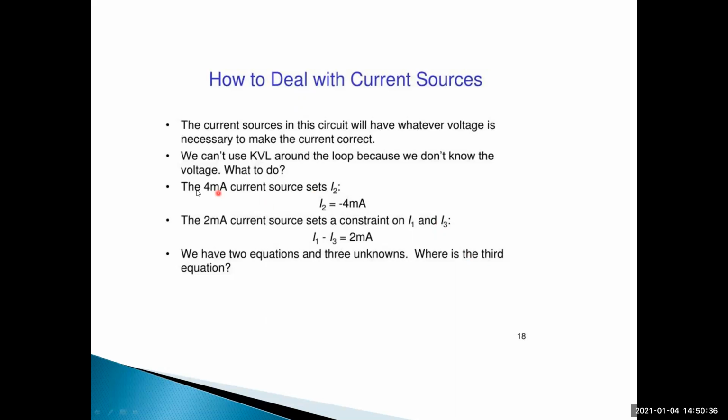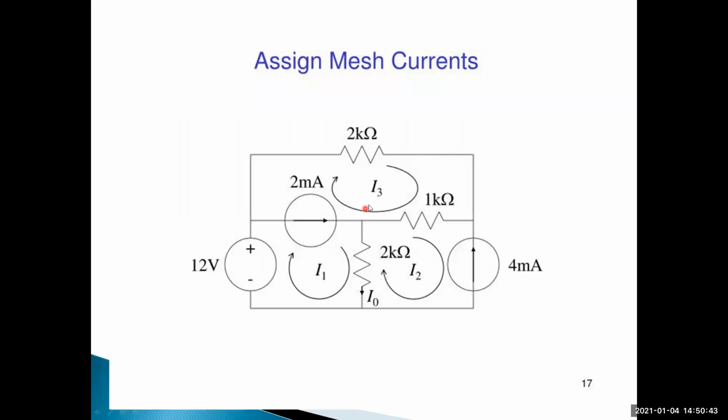So what do we have to do? The 4 milliamps current source sets I2 equal to minus 4 milliamps. Here I2, I try to consider I2 is equal to 4 milliamps. How? This is a branch current. The 4 milliamps is called a branch, connected in between these two branches. The 4 milliamps current is flowing like this, and the I2 current like this.